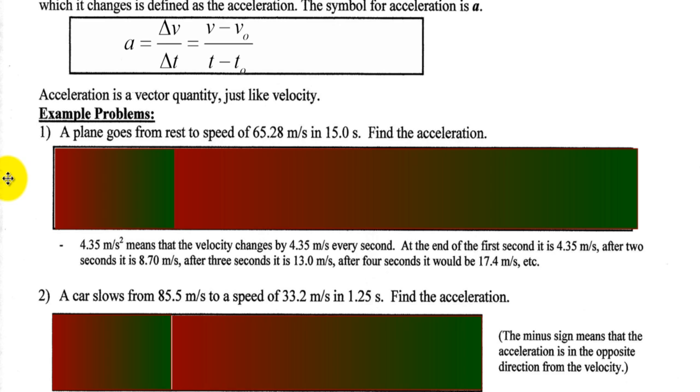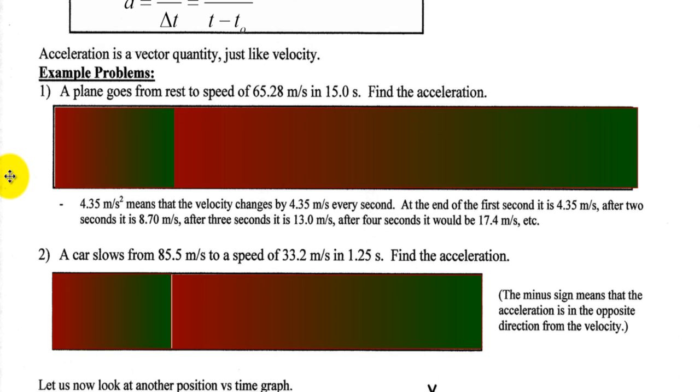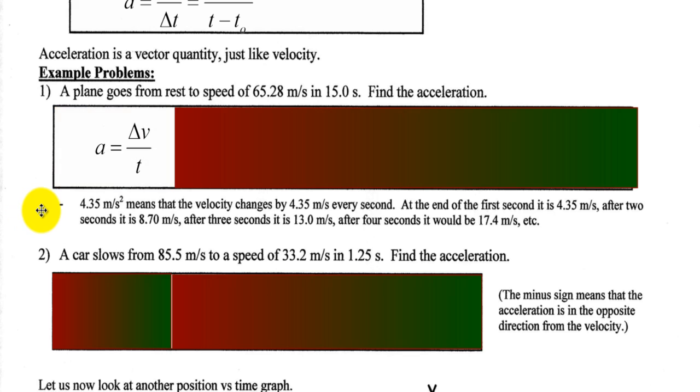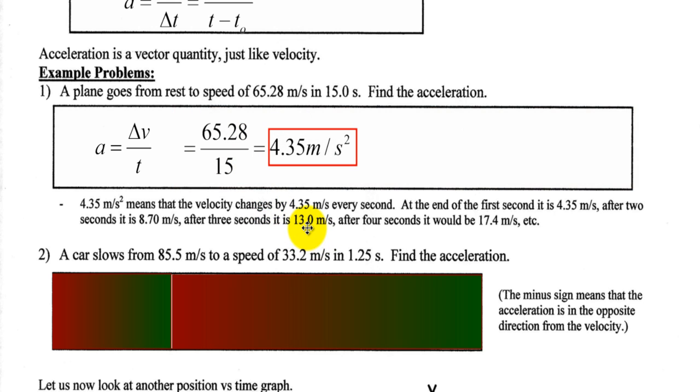So two example problems here. A plane goes from rest to a speed of 65.28 meters per second in 15 seconds. Find the acceleration. Well, using that equation that was above, if the plane goes from rest to a speed of 65.28, that is your change in velocity. Now your change in velocity needs to be final minus initial. So in this case, your final velocity would be 65.28, your initial would be 0, and of course it happens in 15 seconds. So you simply plug those numbers in and you get your acceleration.